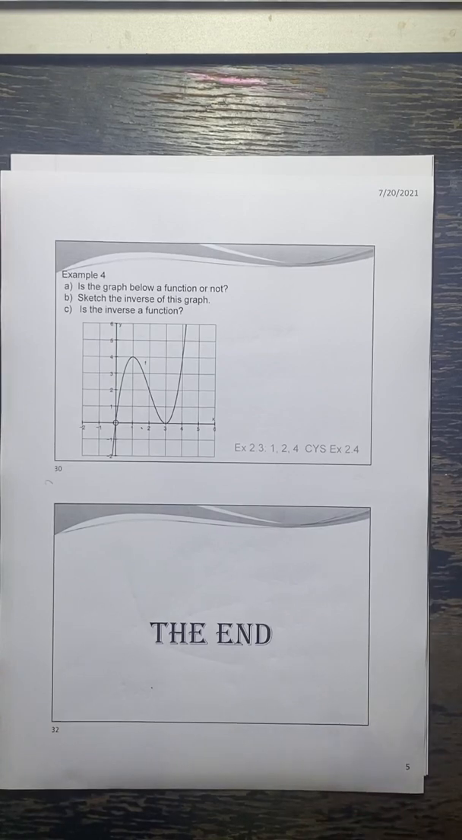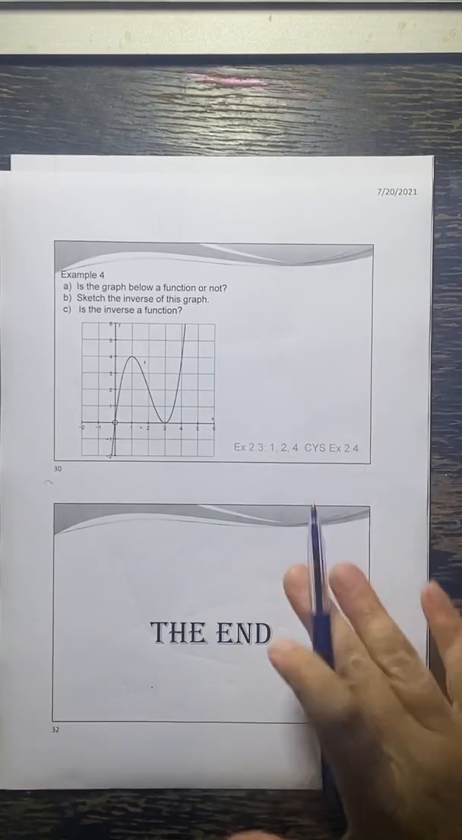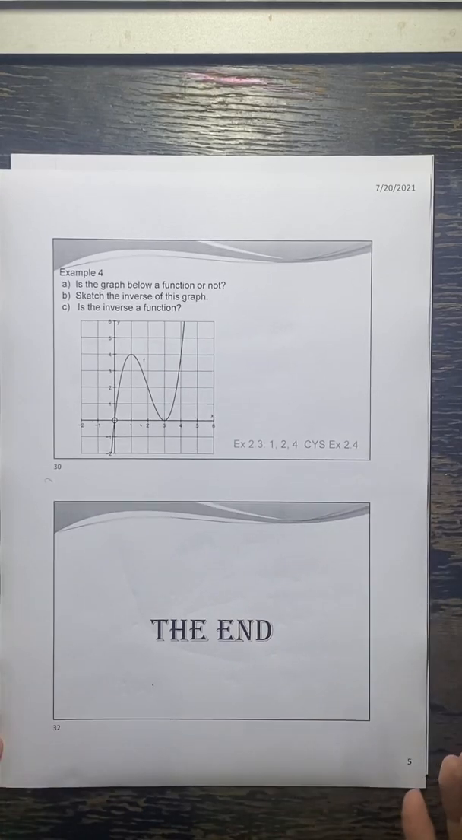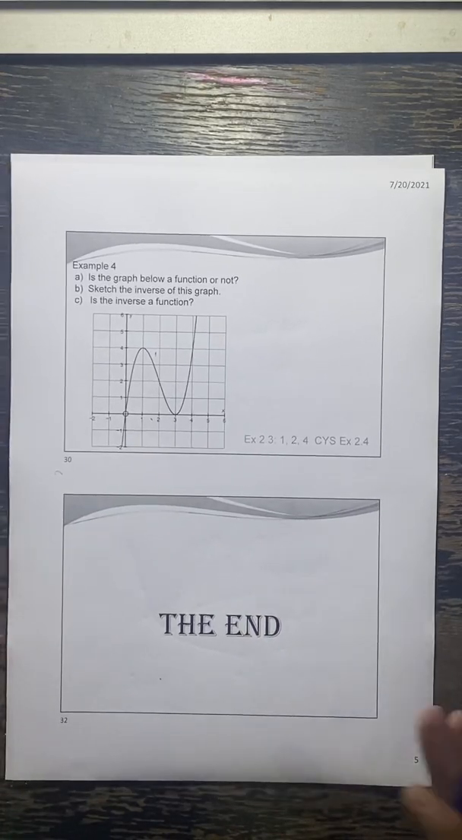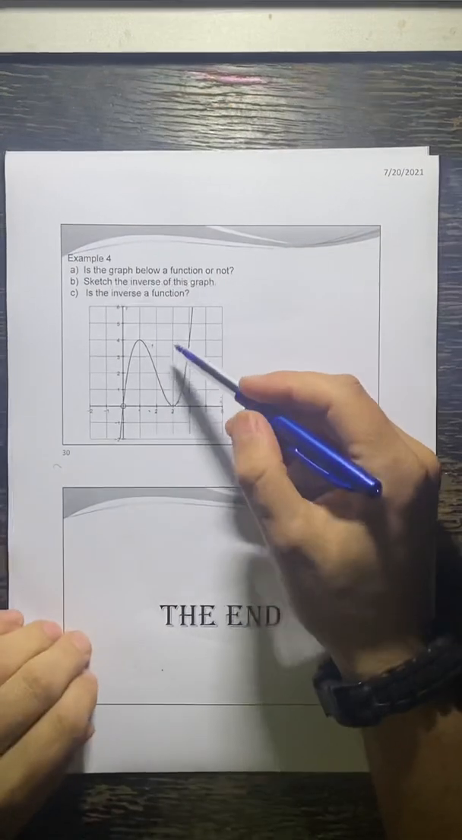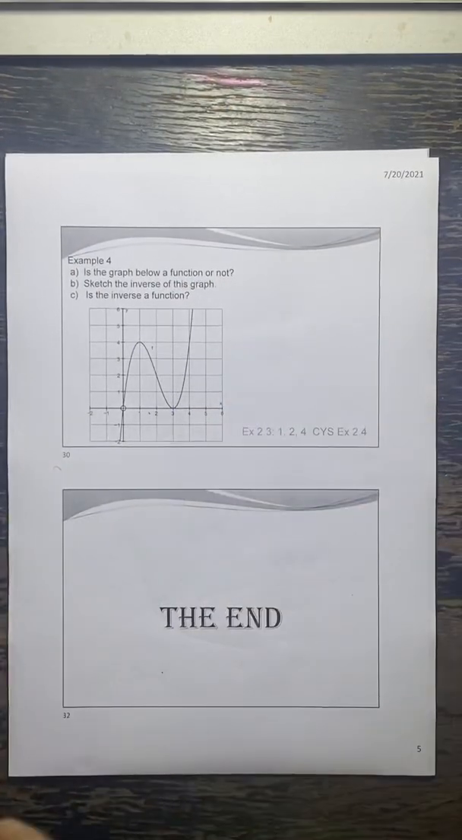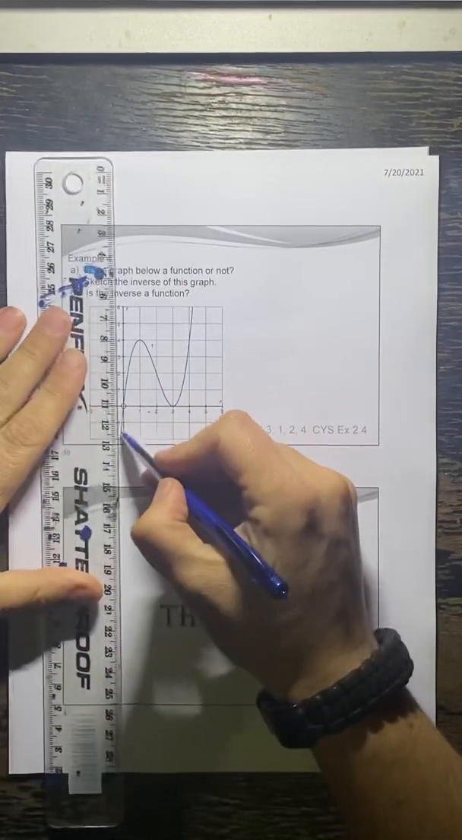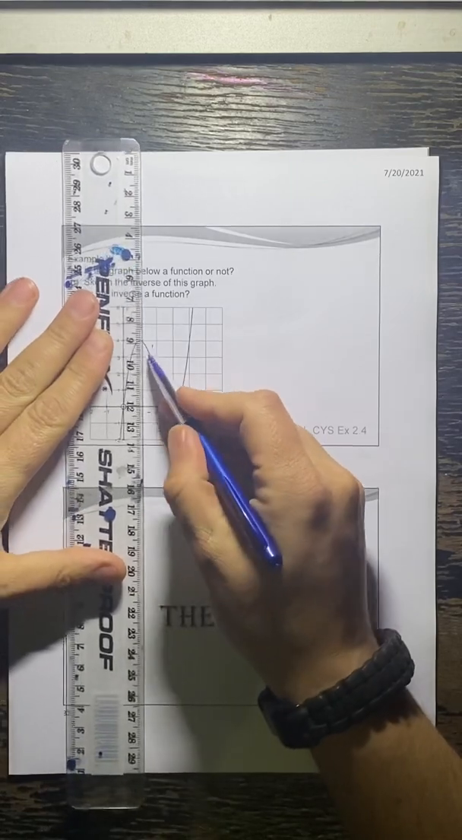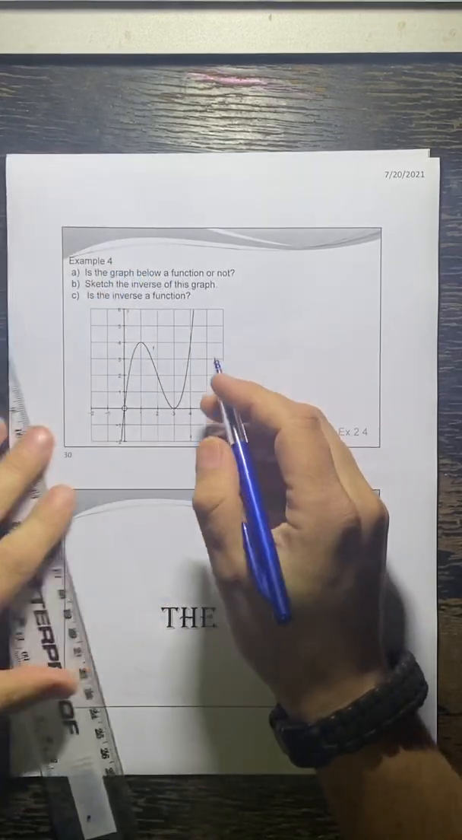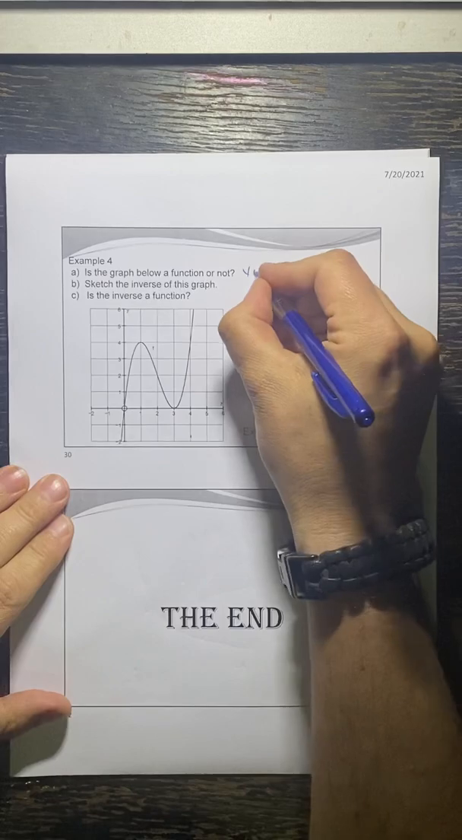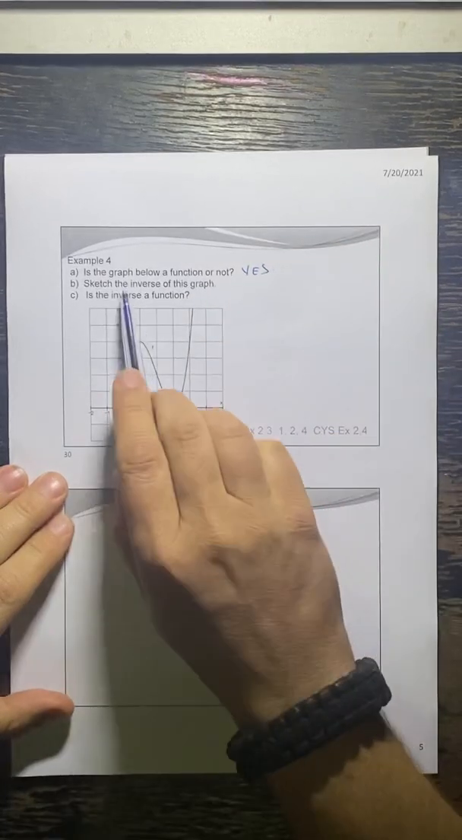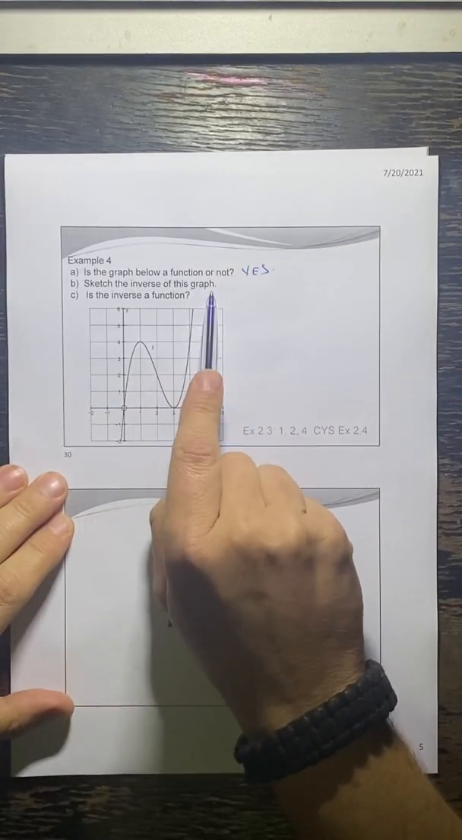Okay, so we've just got this last bit here. It's example 4. It says, is the graph a function or not? Well, is this a function? We'll take the vertical line test, and you can see that the ruler is cutting the graph only once. So yes, this is a function. Then sketch the inverse of this graph.